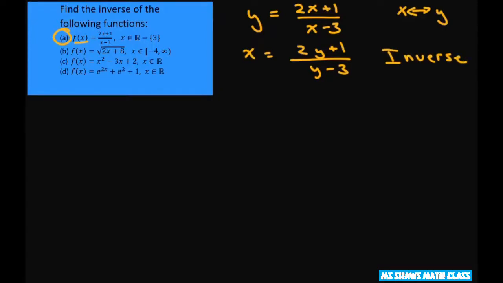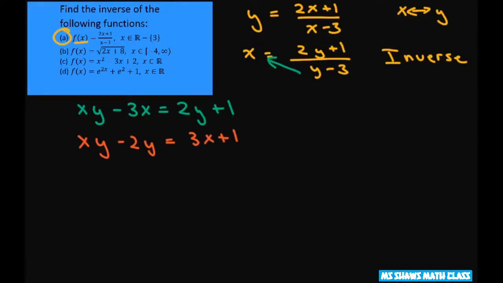Now we're going to make y the subject by cross multiplying. So as you cross this up here, you're going to get xy minus 3x equals 2y plus 1. Now since we want to solve for y, let's group our y's together and put them on the left-hand side, and I'm going to move the x on the right-hand side. All right, factor out the y, and then divide both sides by x minus 2.